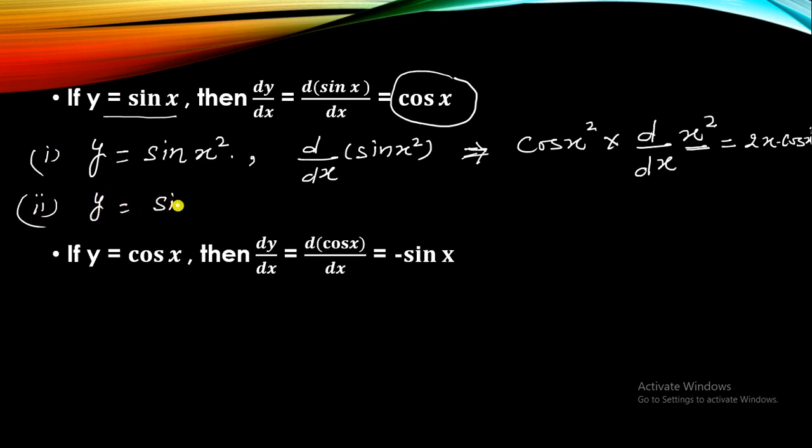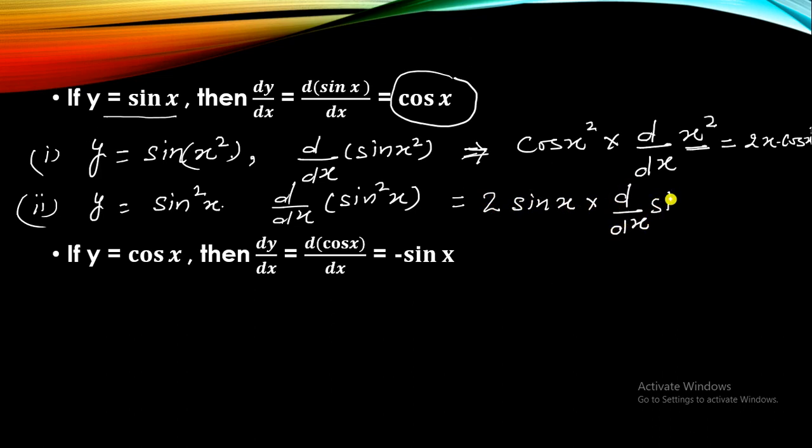Second example, y is equal to sine square x. Here the square is of the sine, not of the angle. Then d by dx of sine square x. Then utilize the power rule. First we differentiate the power: the power is multiplied and decreases by 1, then sine x into differentiation of sine x. And the answer is 2 sine x cos x. But this is also another relation in trigonometry, so we can write sine 2x.